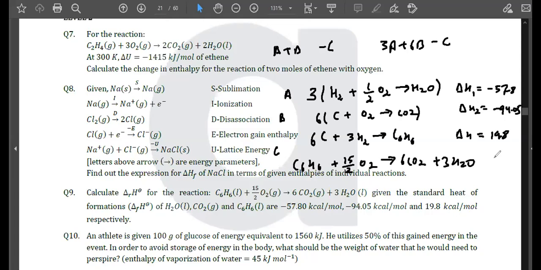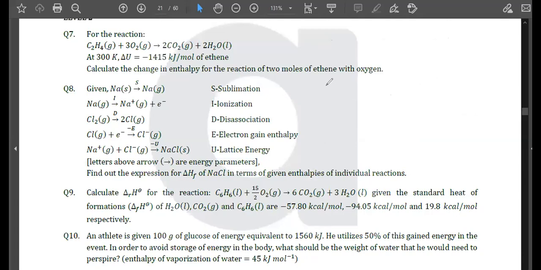Everyone got this? Can you solve now? Okay, so 6 into minus 94.05 plus 3 into minus 57.8 minus 19.8. Okay? Got it? Right? This is method 1.